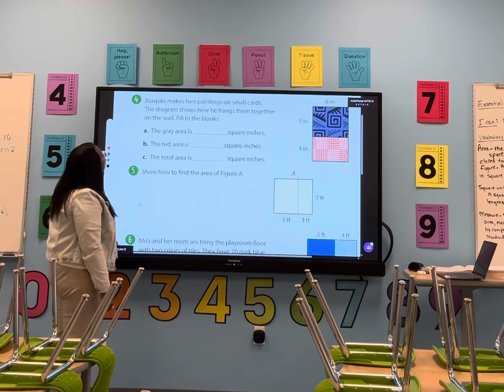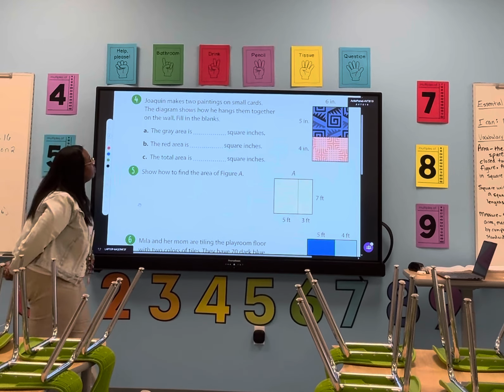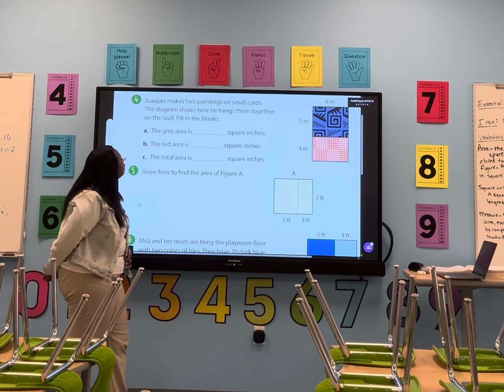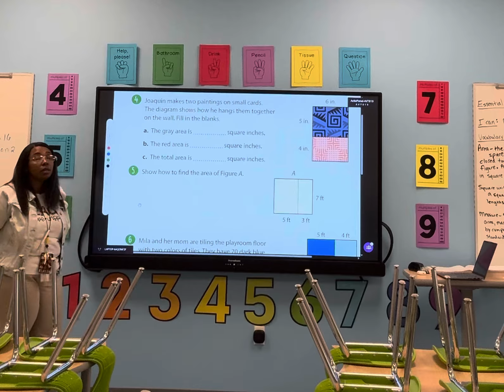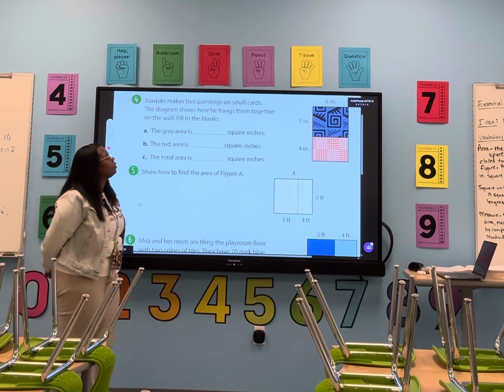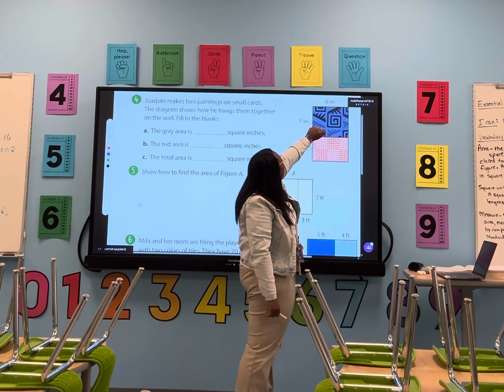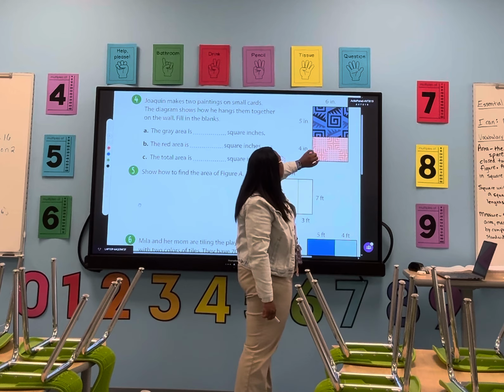Jacqueline makes 2 paintings on a small card. Okay, so this is his paintings right here. The diagram shows how he hangs them together on the wall. Fill in the blanks. Okay, let's do that. So before I do that, I'm noticing that this one on top, the blue one, has a length and it has a width, but when I get to the red one, it only has the width.